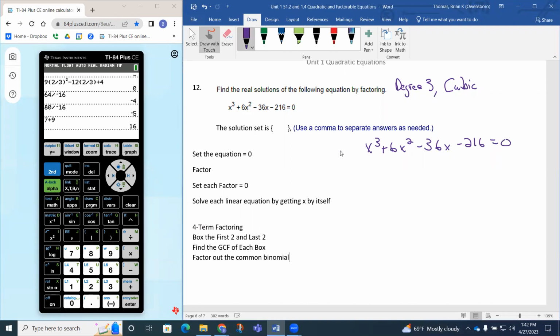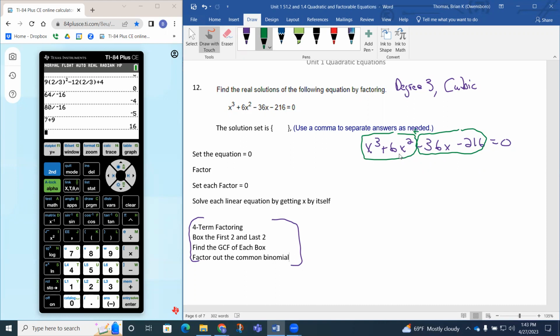Now, to factor this, since it's a 4-term expression, we're going to be using this strategy here. The 4-term strategy is we want to box the first 2 and the last 2 terms. So we're going to put a box around the first 2. When I put a box around the second 2, we're going to include the subtraction sign there. And these are now understood to be added together. So there's like a little plus sign here that it's understood to be there. So once I have the 2 boxes, we're going to find the GCF of each box.